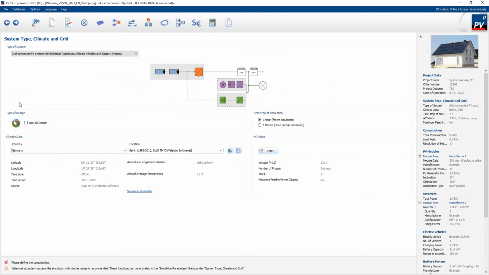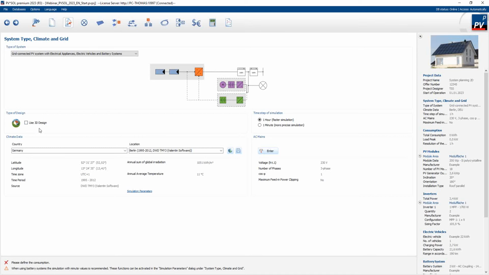In the area below, this is to select the type of system. Today we will use a 2D part, and if you would like to change from the 2D to the 3D planning with the detailed shading analysis and 3D visualization, then you are able to check here, use 3D design, and then the other option will be available here within PVSol Premium.